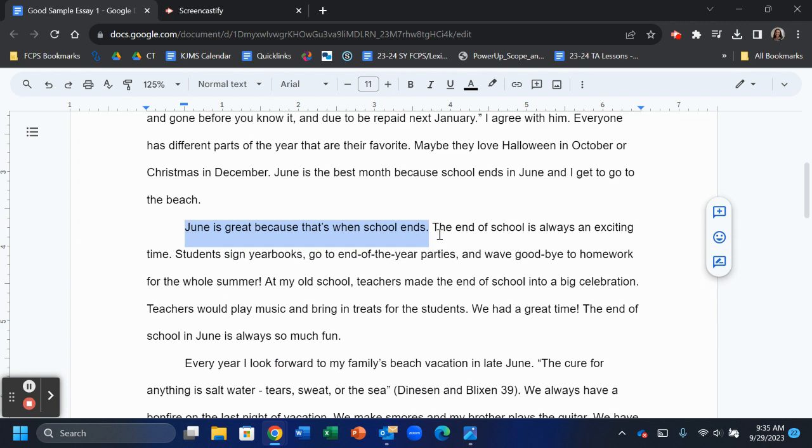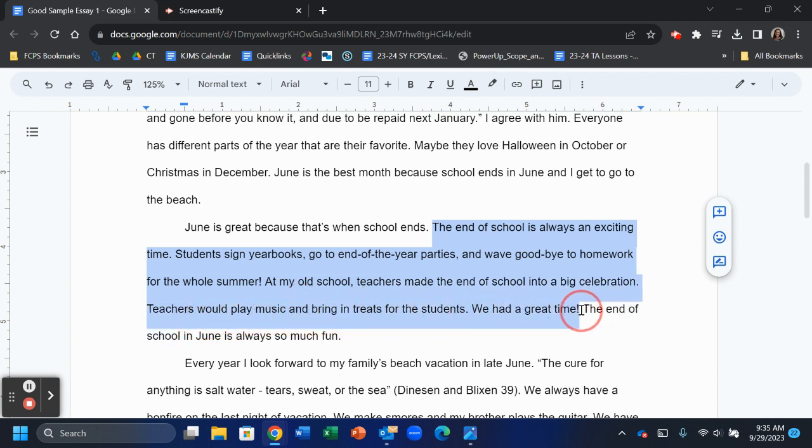Then I have some supporting details. The end of school is always an exciting time. Students sign yearbooks, go to end of the year parties, and wave goodbye to homework for the whole summer. At my old school, teachers made the end of school a big celebration. Teachers would play music and bring in treats for students. We had a great time.